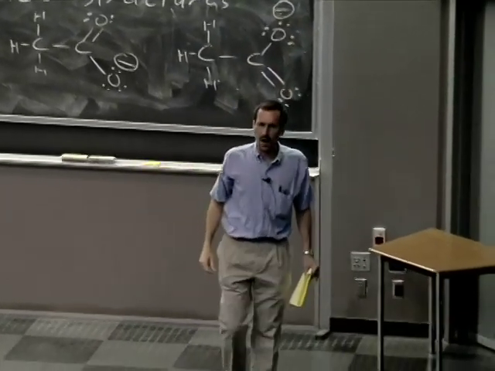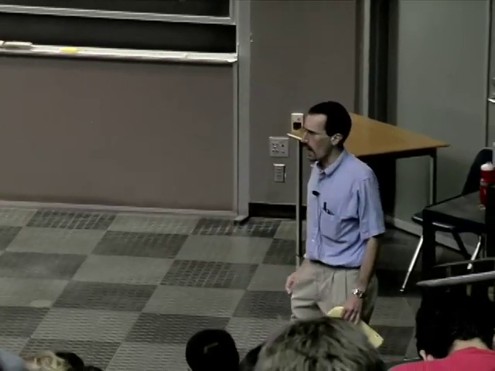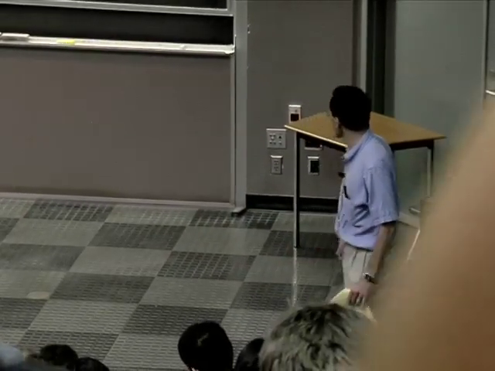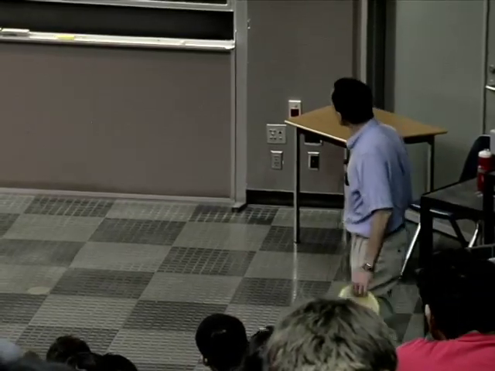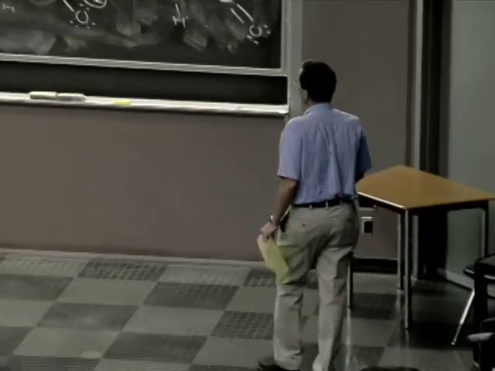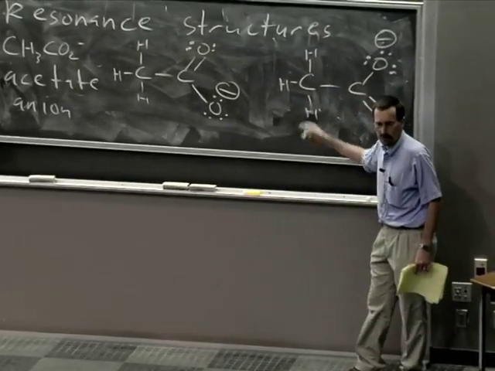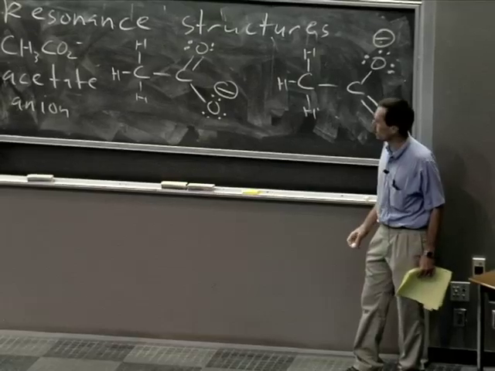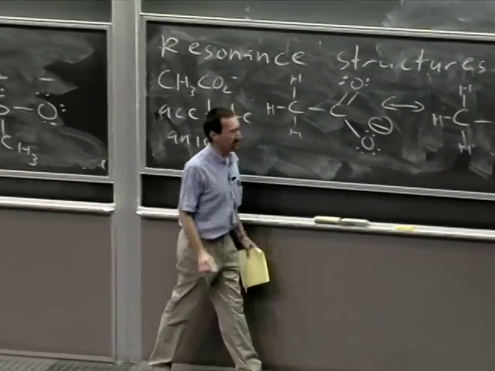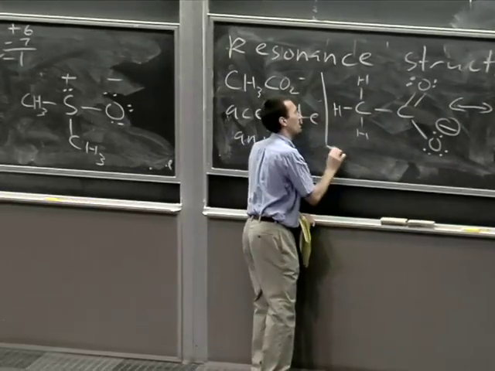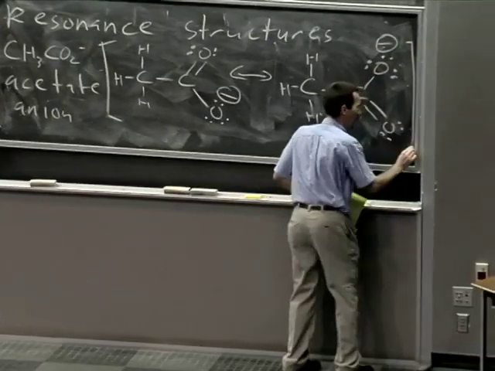Which there's a double bond to the bottom oxygen and a single bond to the top oxygen. And that structure would be just as valid. And together, the two of them make up the best picture that I can write of this molecule using Lewis electron dot structures. It's not the structure on the left. It's not the structure on the right. It's both structures at the same time.